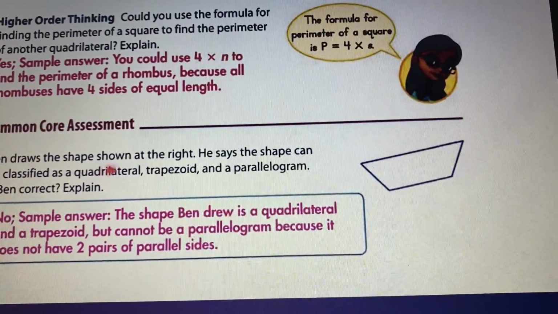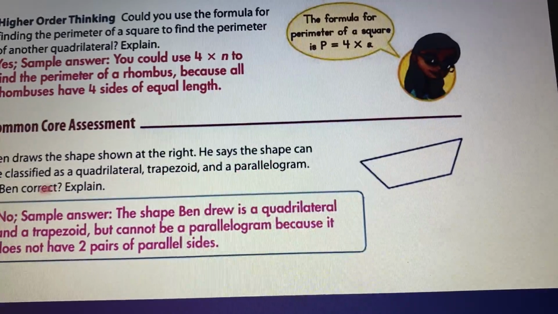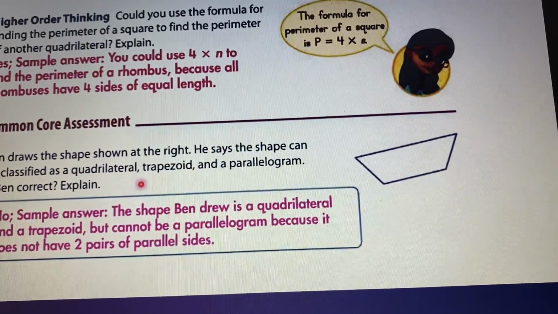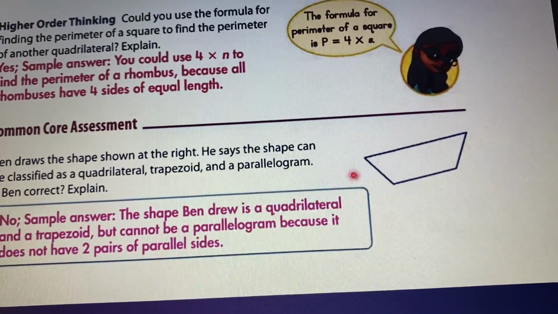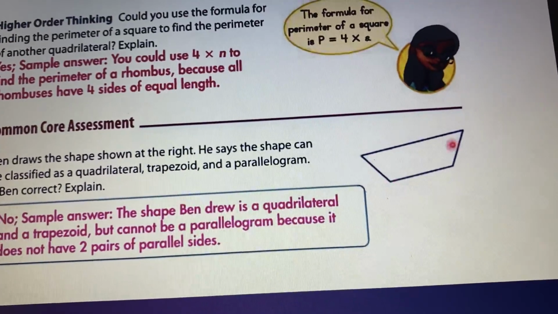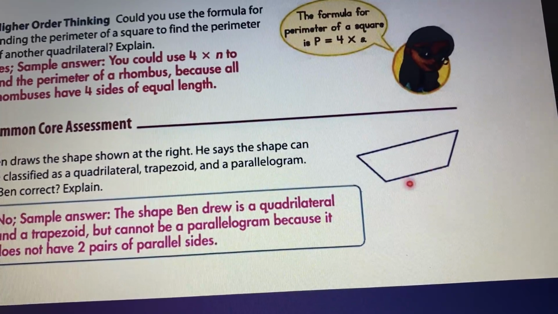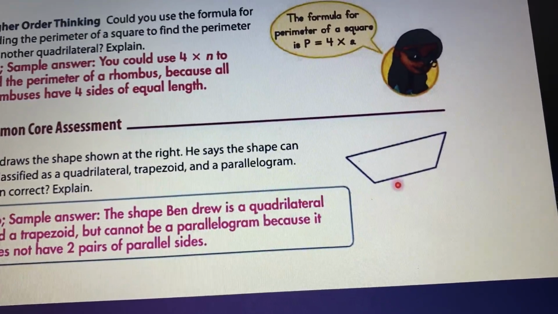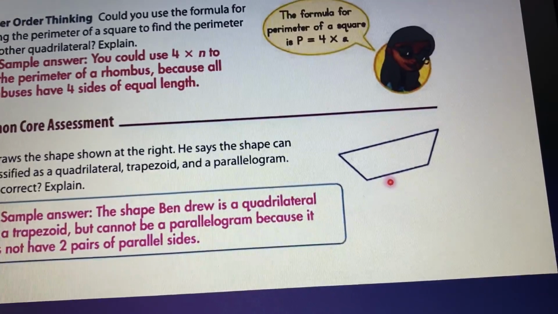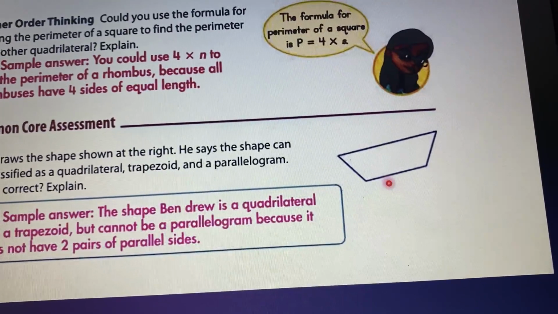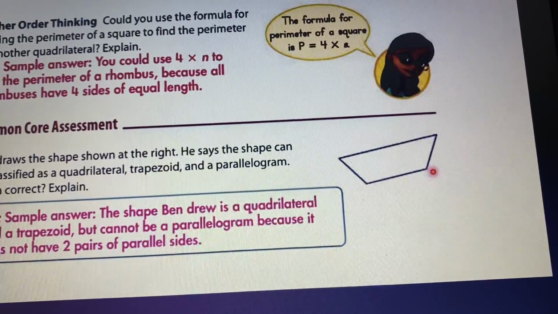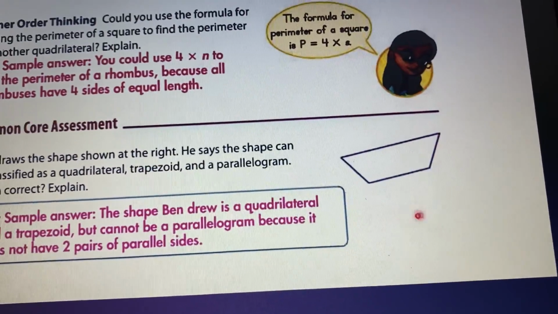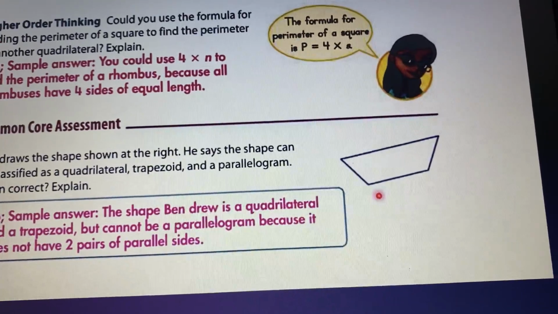Ben draws the shape shown at the right. He says the shape can be classified as a quadrilateral, trapezoid, and parallelogram. Is Ben correct? First, it has 4 sides, 4 angles. Yes, it is a quadrilateral. Is it a trapezoid? Yes, it is a trapezoid. But is it a parallelogram? We have 2 parallel sides, but the right and the left sides are not parallel, so no.